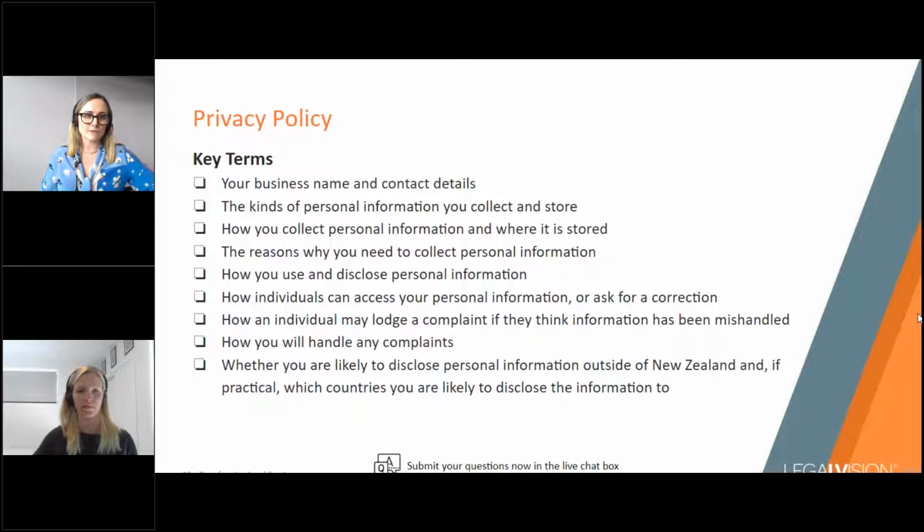If you're likely to disclose personal information or store personal information overseas, you should include that in your privacy policy and ideally mention those countries where you are intending to disclose or store that information. It's also important to note whether your website uses Google Analytics, geolocation, APIs, and or cookies.